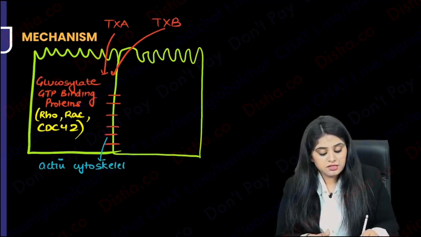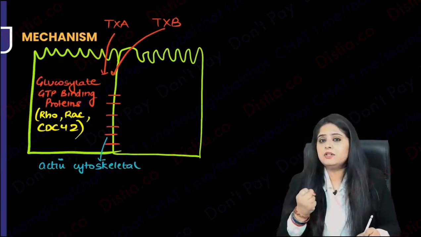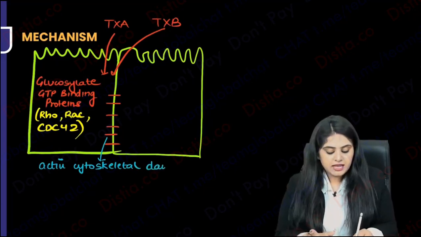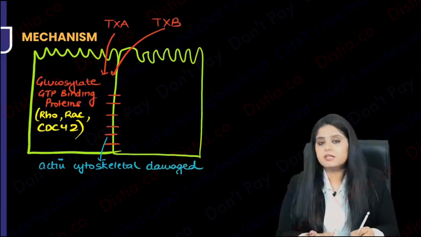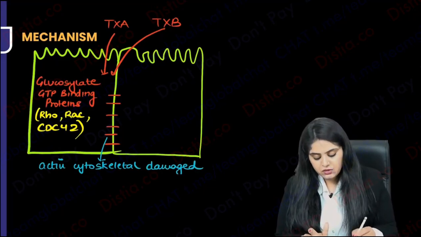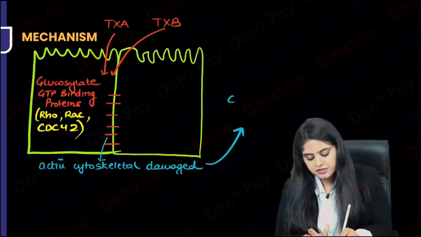Actin, as you can see, is very, very important to maintain the integrity of the cell. Now I'm saying the actin cytoskeleton has basically gotten damaged, and this is then going to result in cell death. This is then going to result in apoptosis or cell death.